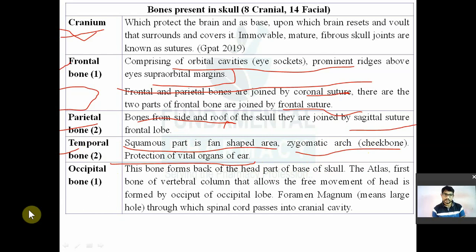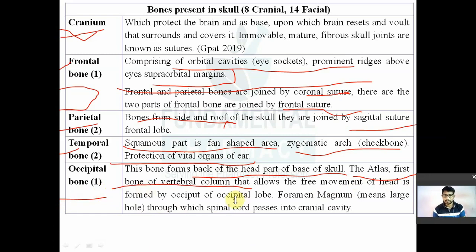Next one is the occipital bone. This forms the back and base part of the skull. Occipital bone forms the back and base of your skull. Atlas is nothing but the first vertebra. Atlas is the first bone of the vertebral column, known as the first vertebra, which allows the rotation of your head.